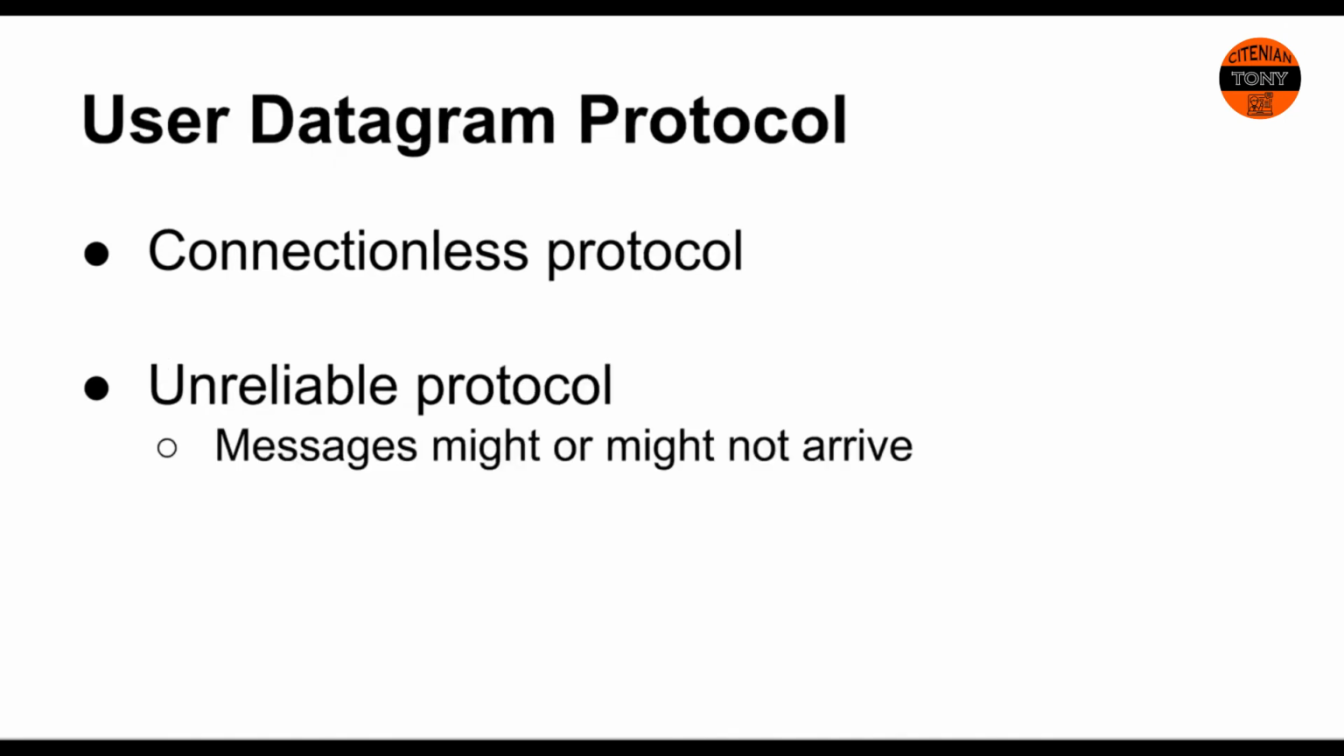The User Datagram Protocol, on the other hand, is a connectionless protocol. It's an unreliable protocol in which the messages might or might not arrive. Now you might be thinking, well, what's the advantage of using the User Datagram Protocol over simply using a network packet directly? And the answer is simply simplicity for the implementation code.